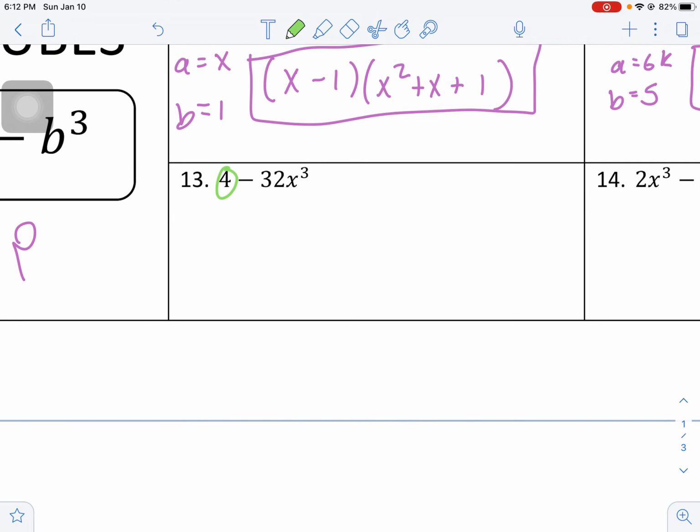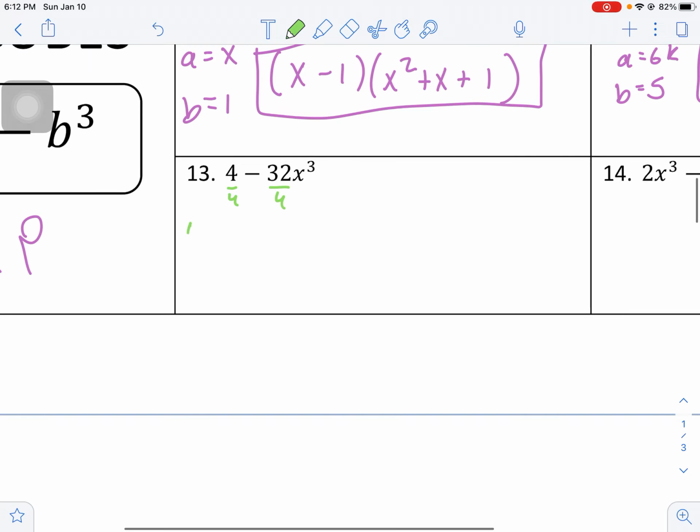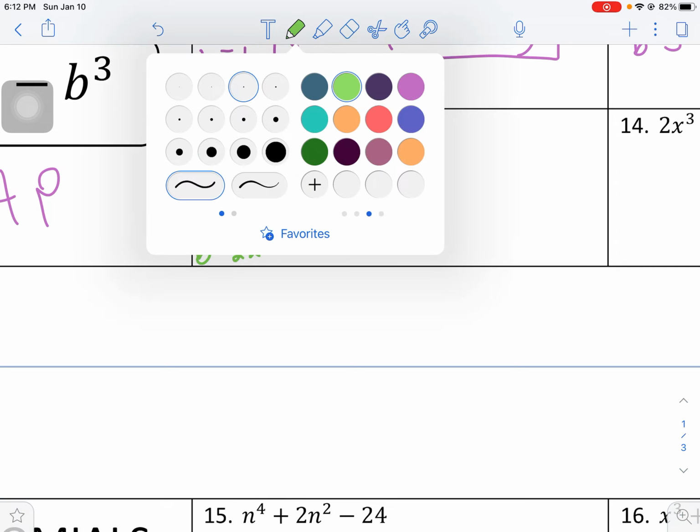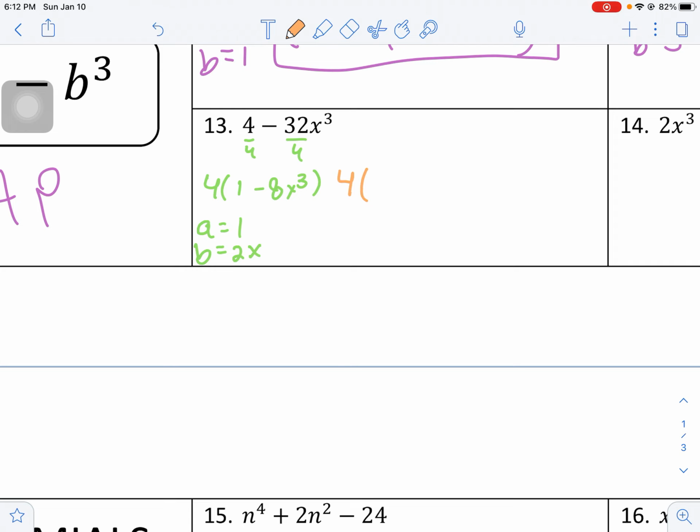All right, next one. So this next one, 4 is not a perfect cube, so we're going to have to do some greatest common factoring. So divide by 4. 4 gives you 1 minus 8x cubed. So that tells us a is 1, b is 2x. So we put that 4 out front. So 4, and then a minus b because we're doing difference. So that's 1 minus 2x. Now we go a squared, which is 1. Opposite sign is positive to the first one. So plus 2x, and then always positive at the end, 4x squared.